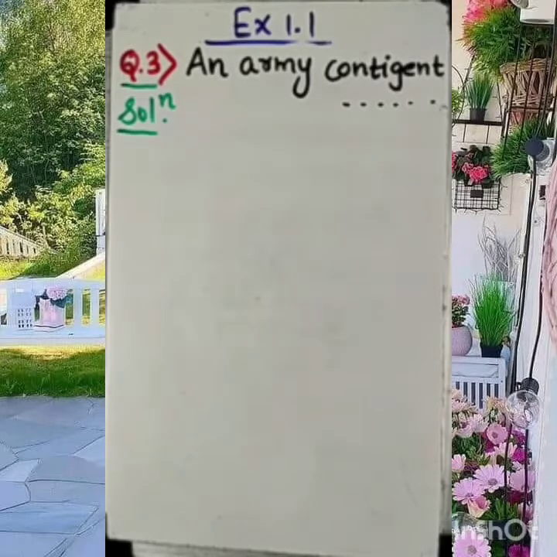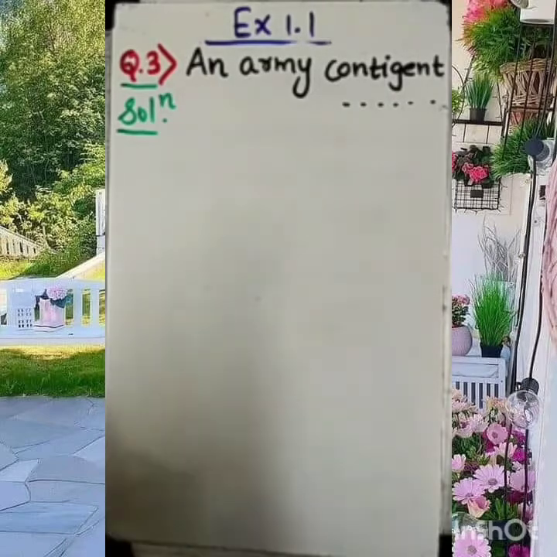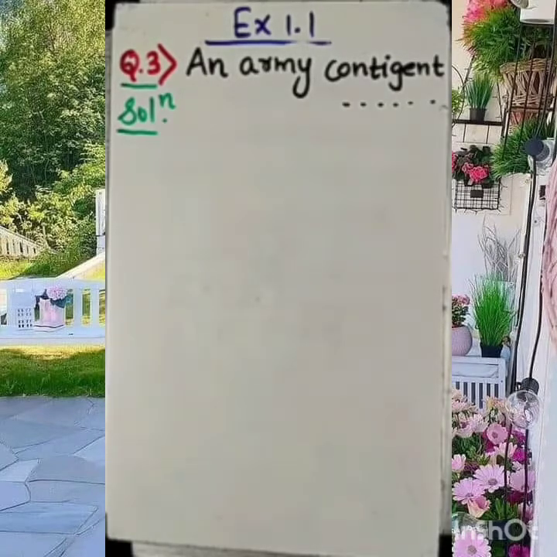So, maximum number of columns, how to find? By finding the HCF of the given two numbers. Which two numbers are we given? 616 and 32. Fine. So, dear student, the first step we need to write to find the maximum number of columns.